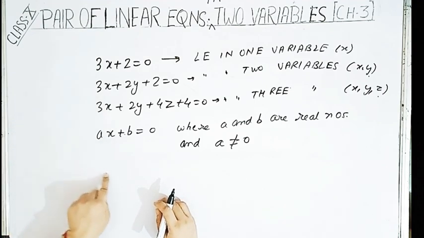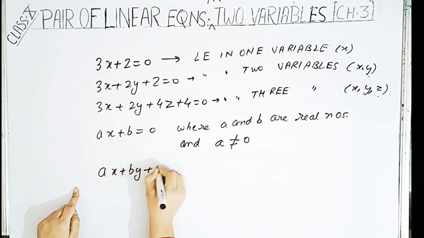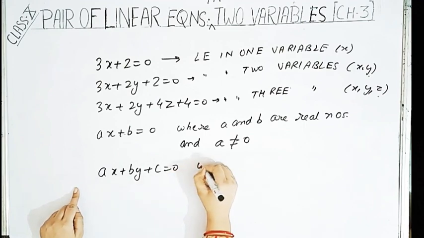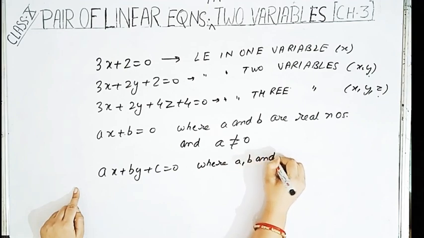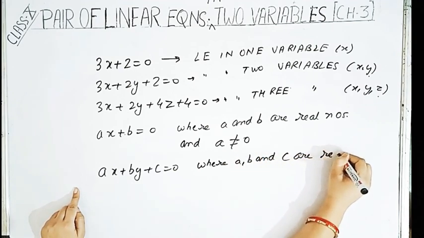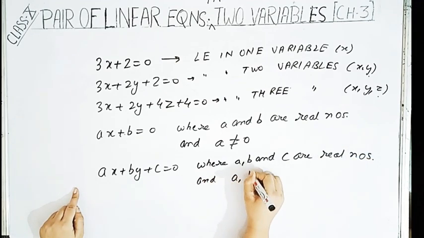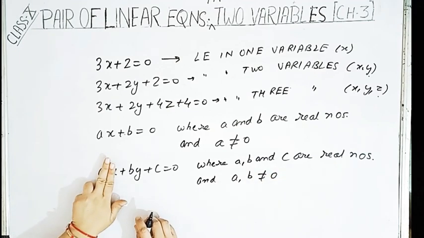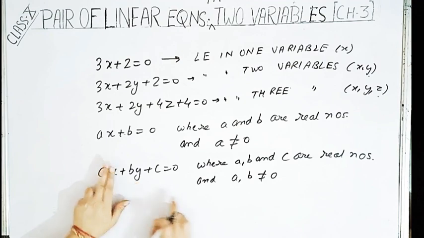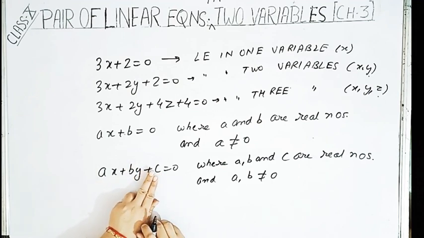Similarly, the general form of the linear equation in two variables can be written as ax plus by plus c equals to 0, where a, b and c are real numbers and a, b not equals to 0. Suppose a equals to 0, then this is a linear equation in one variable, that is y. Suppose b equals to 0, then this equation reduces to ax plus c equals to 0, and hence a linear equation in one variable, that is x.